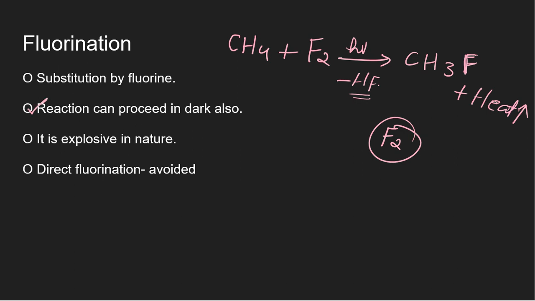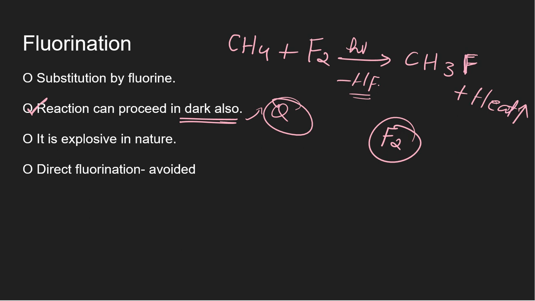Since fluorine is very reactive, this reaction can also occur in the dark, so it does not need sunlight. Fluorine is so reactive that it does not need sunlight to break bonds. It can break them by itself, and it can form the new product. So this reaction can occur in the dark as well. This is an exception, and it could also form a question in your midterms or your UTs.